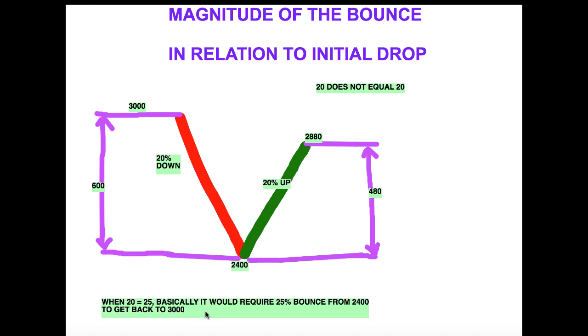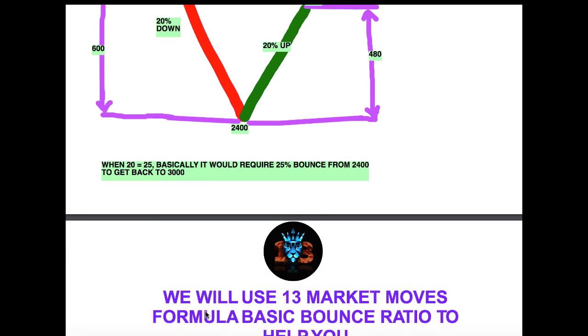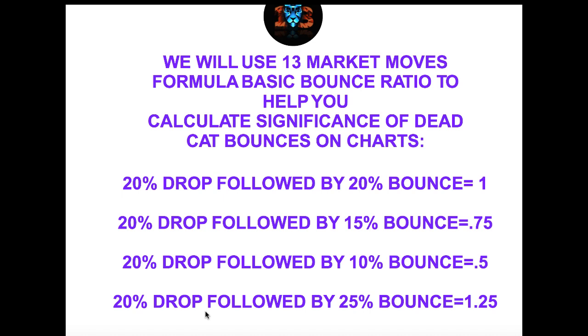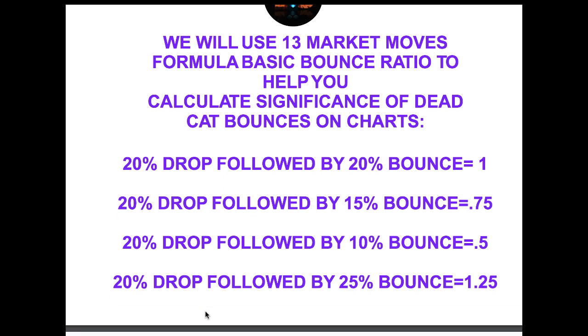Now, it is important to understand this ratio as we're going through the examples in this video. I'm going to try to give you a few examples before we actually go into observing all these historical patterns. So the 13 market moves formula has a basic bounce ratio that we use to help you calculate the significance of dead cat bounces on the chart.